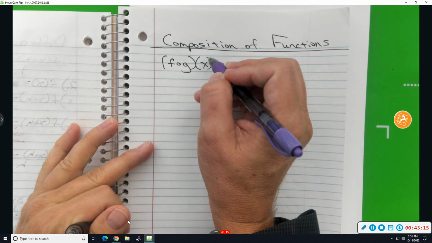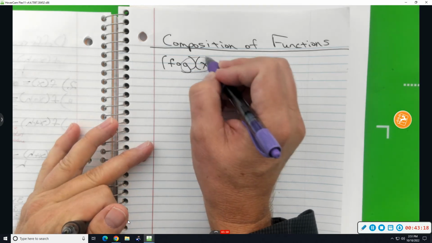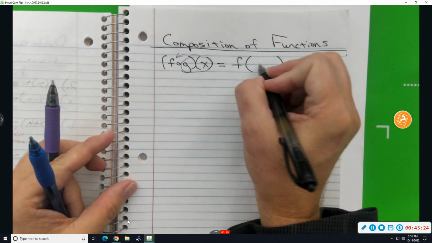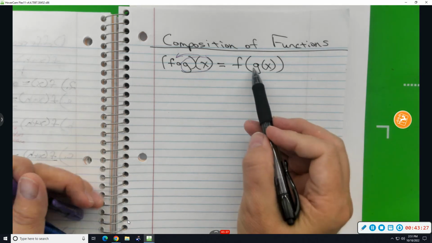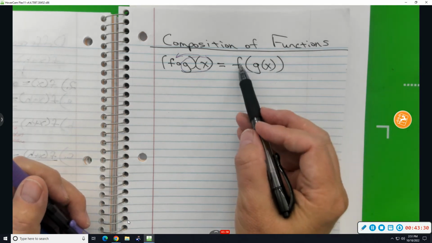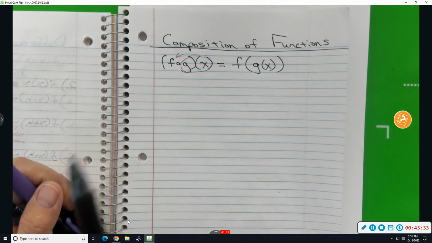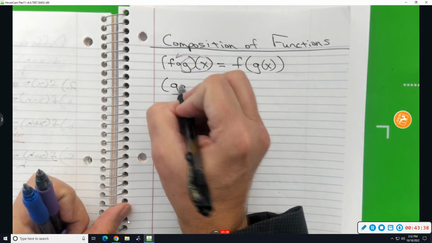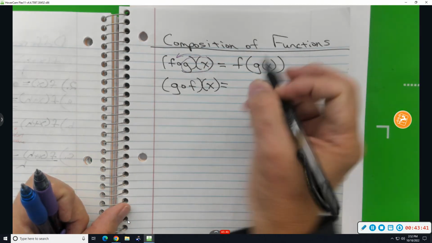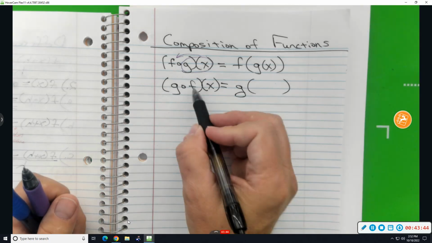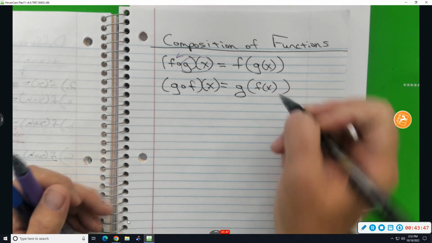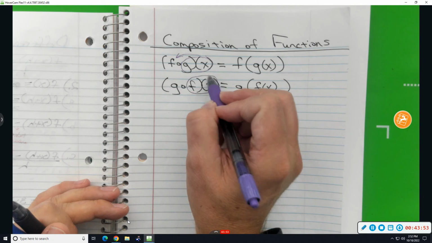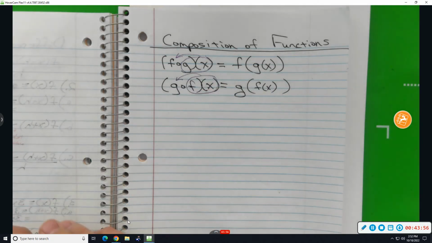But anyway, F composed with G of X. That's saying take G of X and plug it into F. It's defined to be F of G of X. You're taking the function G of X and plugging it into F for every variable. And the order in which the functions are written is significant. If you had G composed with F of X, that would mean G is on the outside and F of X is on the inside. In this case, you take F of X and plug it into G.